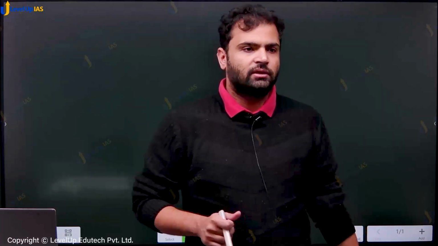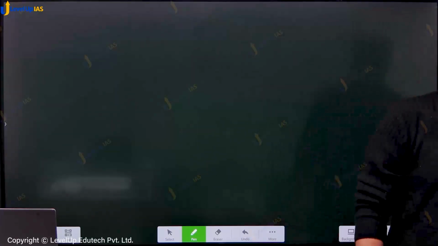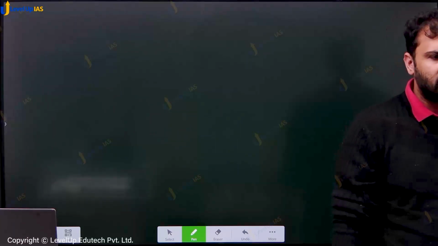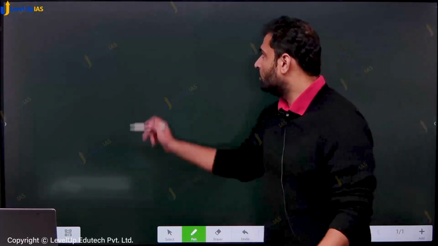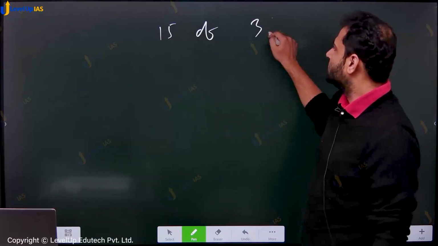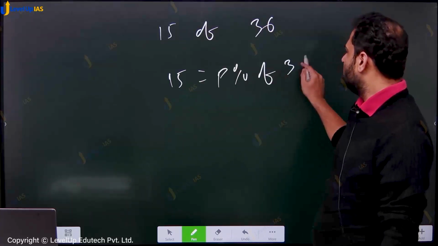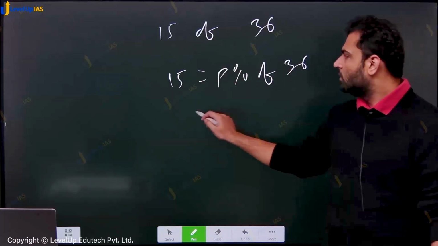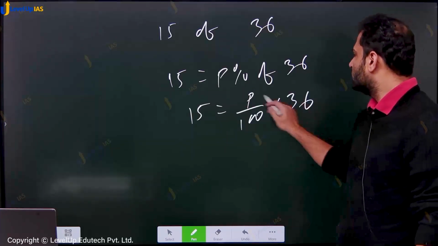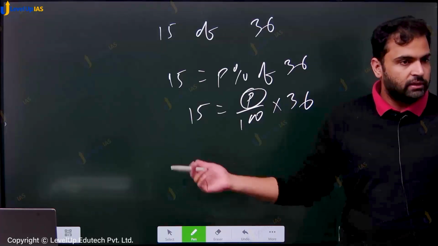What else? Then finding out what percent one number is of a second number. We assume it to be p%. For example, if we have to calculate what percentage 15 is of 36, then we assume 15 is equal to p% of 36, and this is just an equation in one unknown. So we will write 15 is equal to p by 100 into 36, and we can solve for p. Okay?